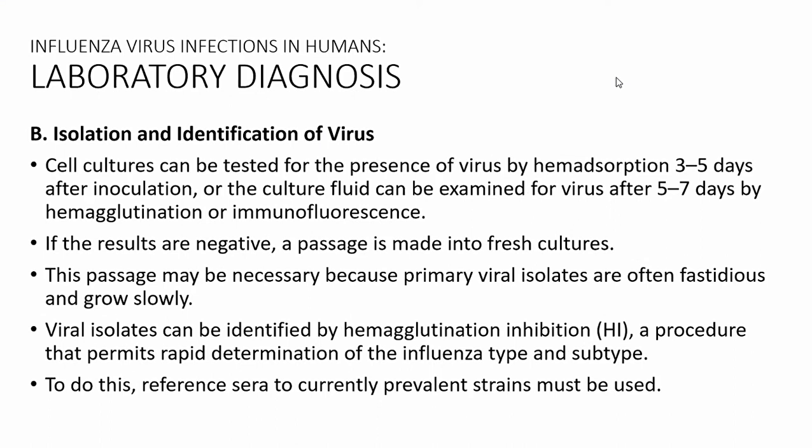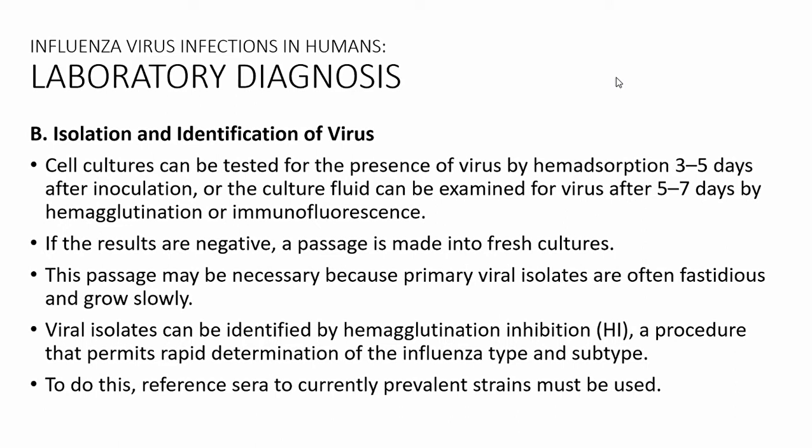Cell cultures can be tested for the presence of virus by hemadsorption 3 to 5 days after inoculation, or the culture fluid can be examined for virus after 5 to 7 days by hemagglutination or immunofluorescence. If the results are negative, a passage is made into fresh cultures. This passage may be necessary because primary viral isolates are often fastidious and grow slowly.